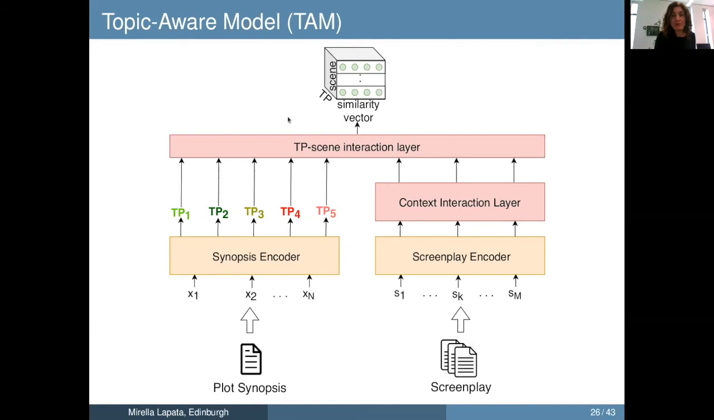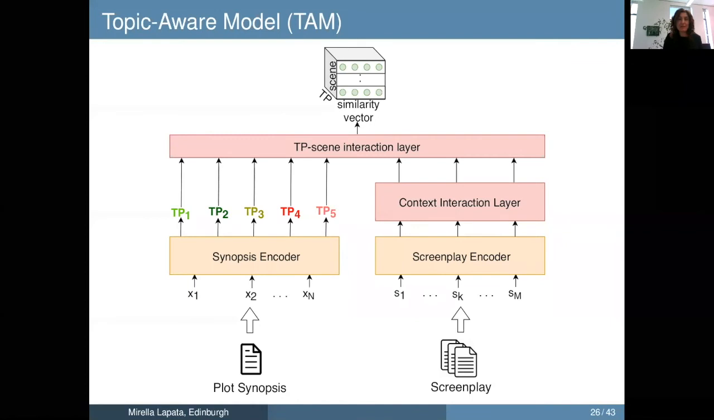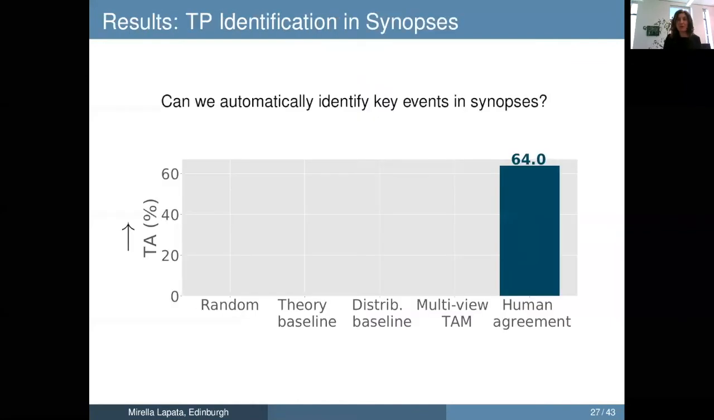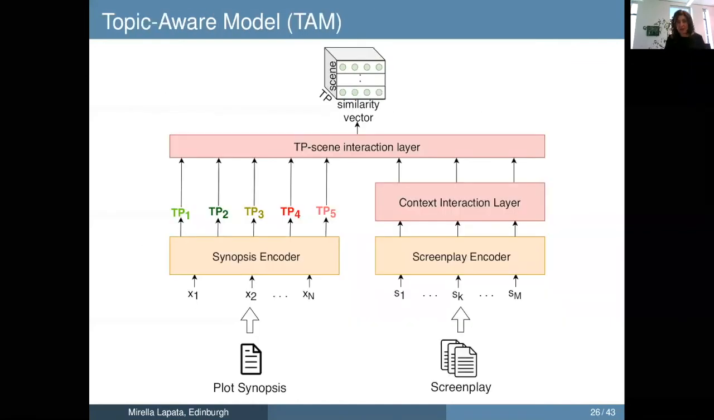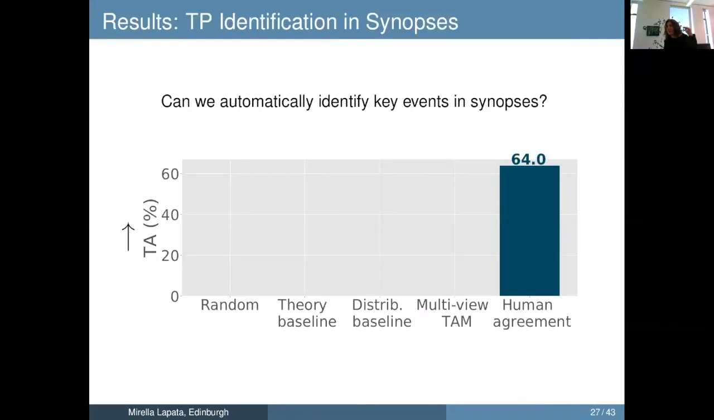And this is what this means here, turning point scene interaction layer. Whenever you see interaction, think similarity. Okay, and then I'm done. Then I can train the model and predict the turning points on the test data. Now, I will show some results, and then I will pause for questions before I go to the other part of the talk.